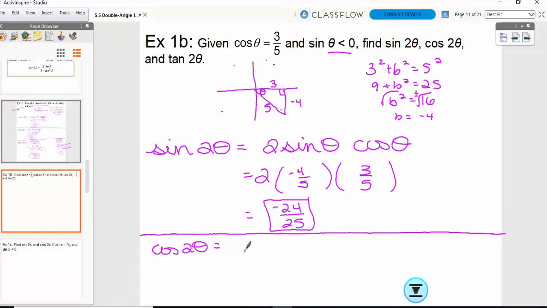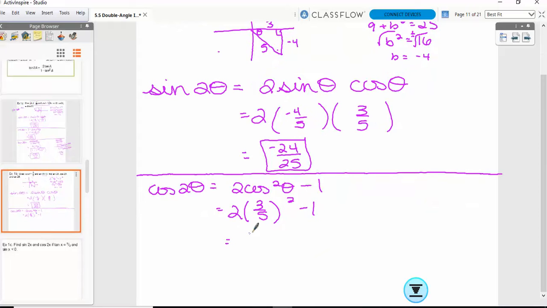How could I find cosine 2 theta? Use the formula 2 cosine squared theta minus 1. So cosine of theta is 3/5. So if we put that in our calculator, I think you get negative 7 over 25.